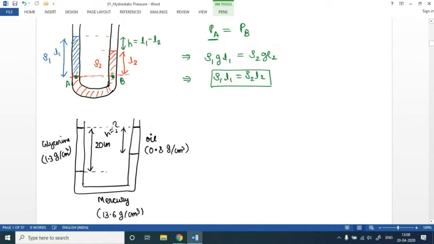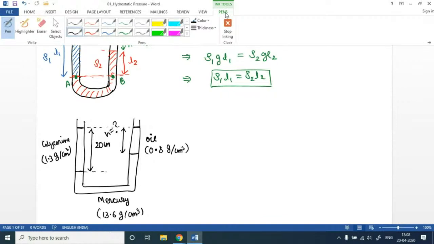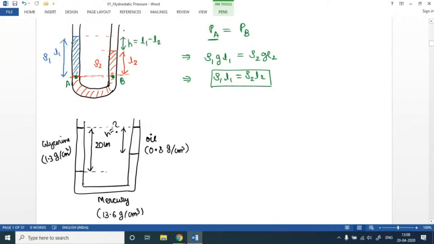Just like the previous problem, we are going to choose two points at the same horizontal level, and we must make sure that those two points are in the same liquid. So let's choose one of these points. Let's say this is point A, and the other point, let's choose B over here.